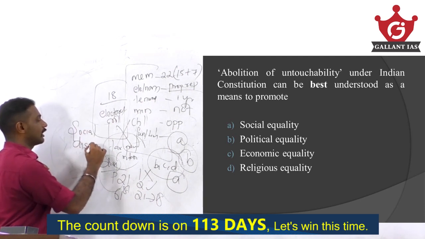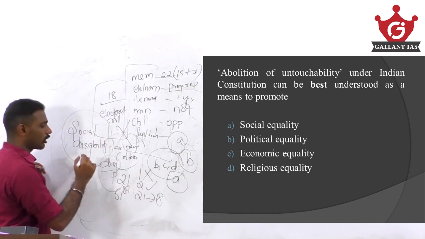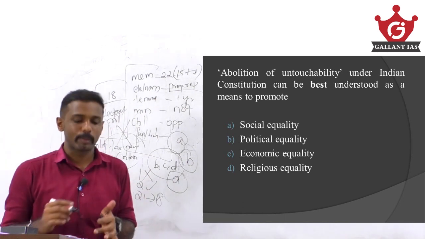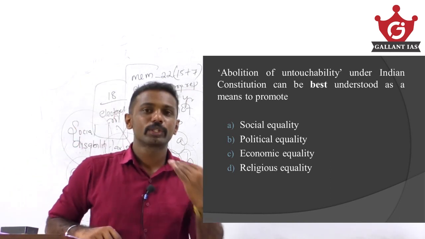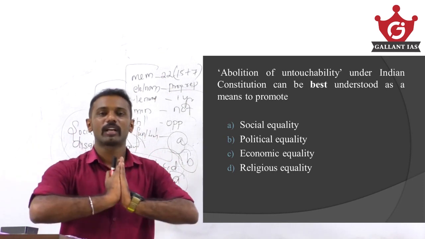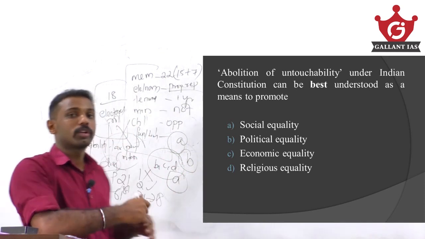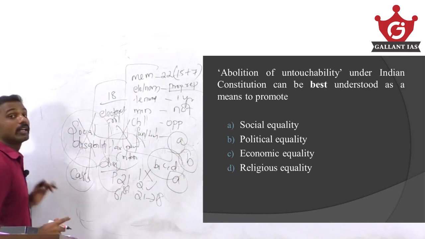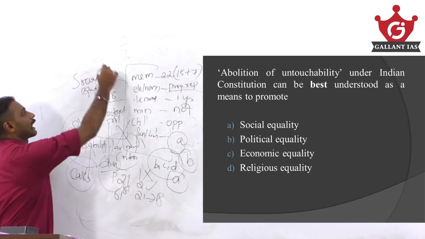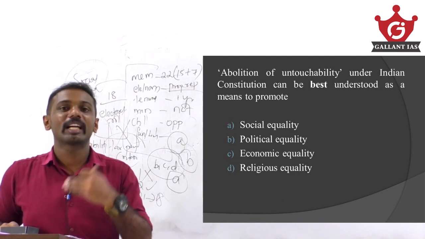Untouchability is nothing but a social disability imposed upon a person just because he or she is born in a particular caste. Just because of membership of a member in a particular class, so and so social disabilities are imposed upon that concerned person. That is what we call untouchability. And just imagine, if you try to abolish untouchability, all those social disabilities can be removed, which promotes what?